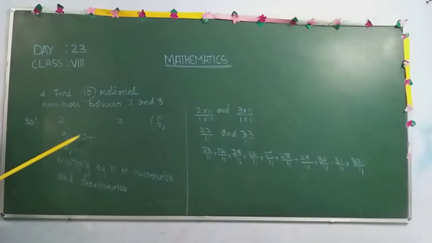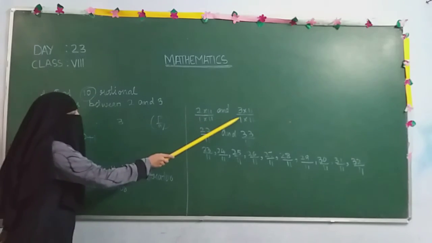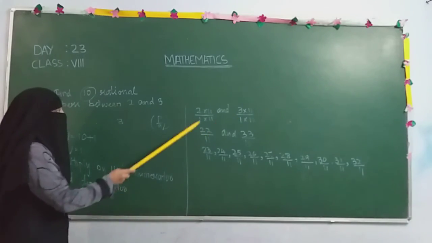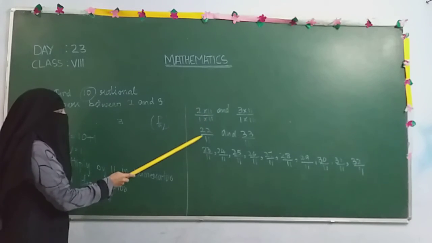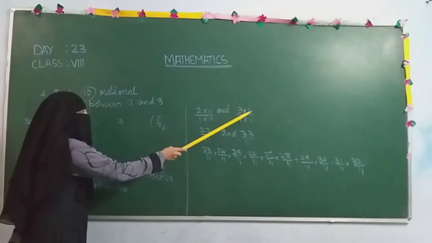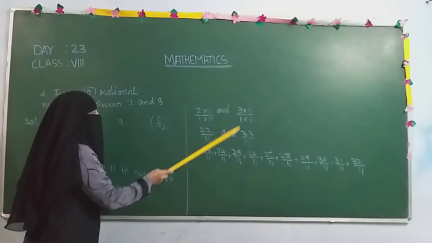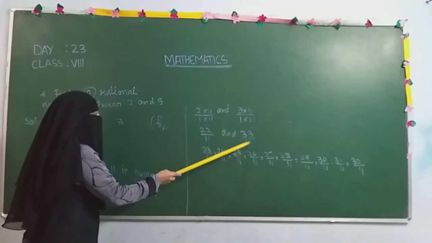So here, the rational numbers he is asking for in the question are 10. To that we have added 1 and we got the result 11. That number you got, you need to multiply in the numerator and denominator of the given numbers. What are the given numbers? Yes, 2 and 3. So 2 times 11 is 22 by 11, then 3 times 11 over 1 times 11 is 33 by 11.